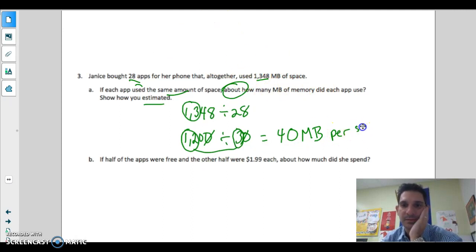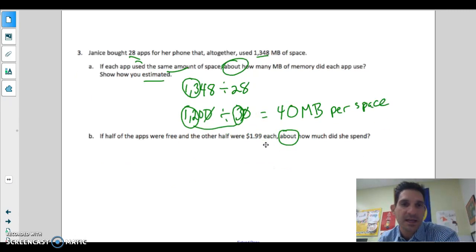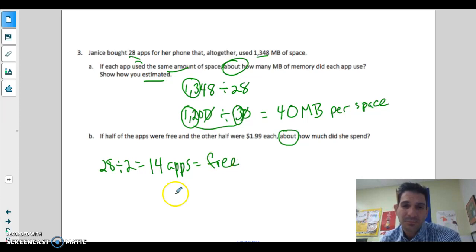Okay. Now, if half of the apps were free and the other half were $1.99, about how much did she spend? So if half of the apps were free, so 28 divided by 2 is 14. So 14 apps equals free. And the other half were $1.99 each. About how much did she spend? Well, 14 apps are free. That means 14 apps times $1.99.